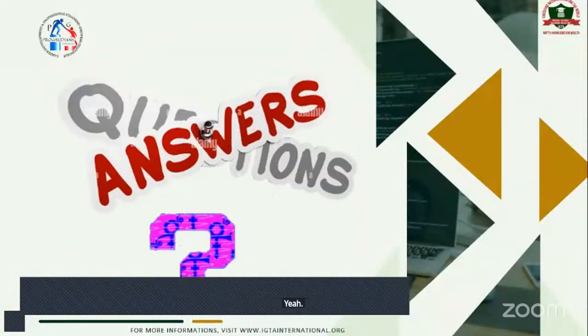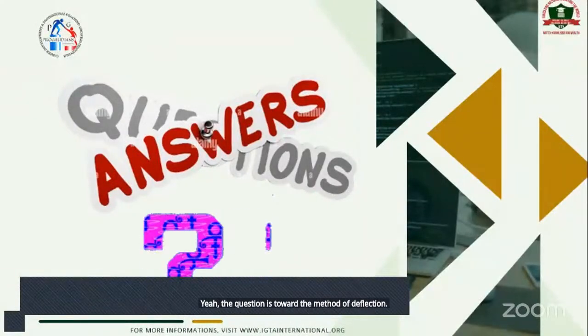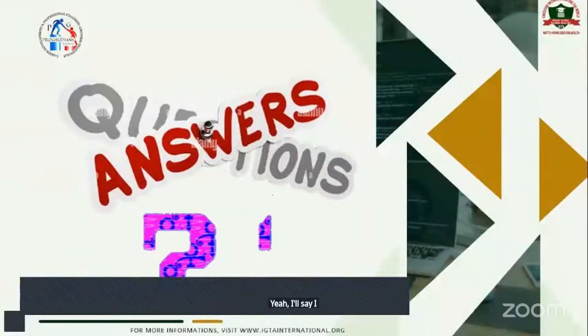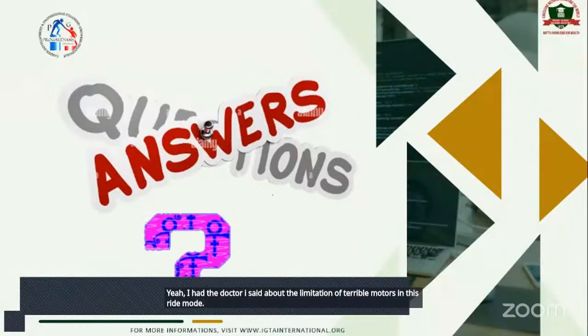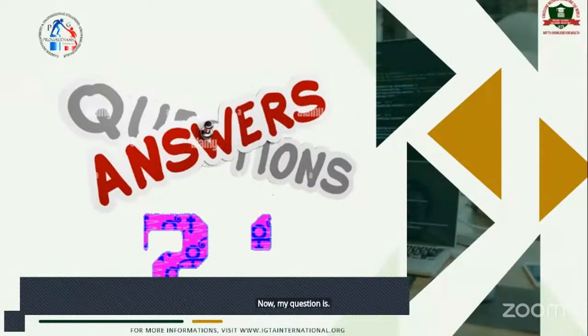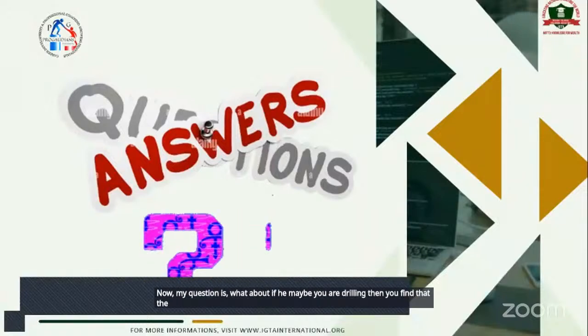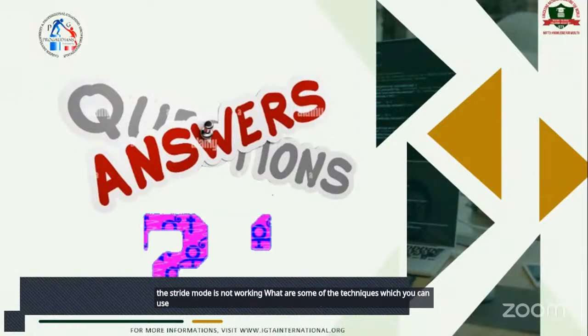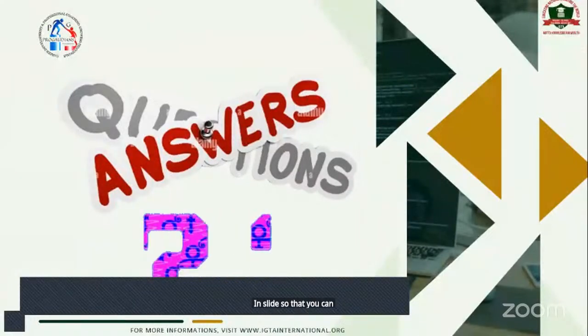The question is toward the method of directional drilling. I heard the doctor talk about the limitations of steerable motors in the slide mode. Now my question is, what if you are drilling and you find that the slide mode is not working? What are some of the techniques which you can use in slide mode so that you can continue drilling without affecting the drilling? Thank you.